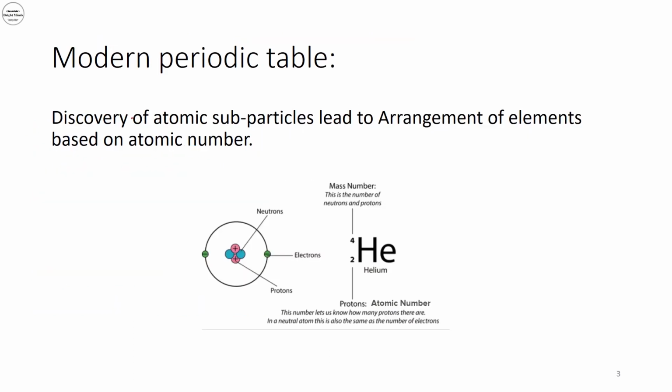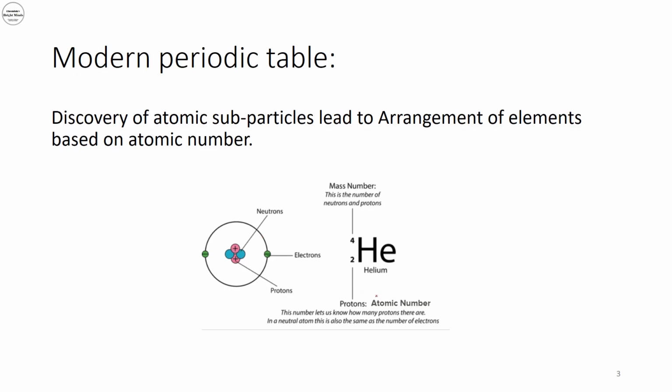After Mendeleev came the discovery of the subatomic particles, which led to the arrangement of elements according to their atomic number. The atomic number is the number of protons inside the nucleus, or the number of electrons outside surrounding the nucleus in a neutral atom. Only in the case of a neutral atom.